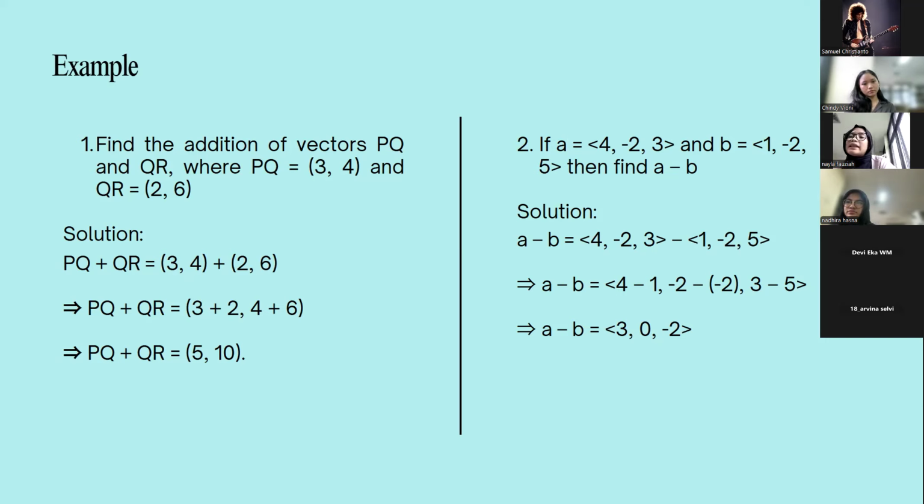The number 2: vector A is (4, -2, 3) and B is (1, -2, 5). Then find vector A minus vector B. So the solution is 4 minus 1, negative 2 minus negative 2, 3 minus 5. So the solution of vector A minus vector B is (3, 0, -2).